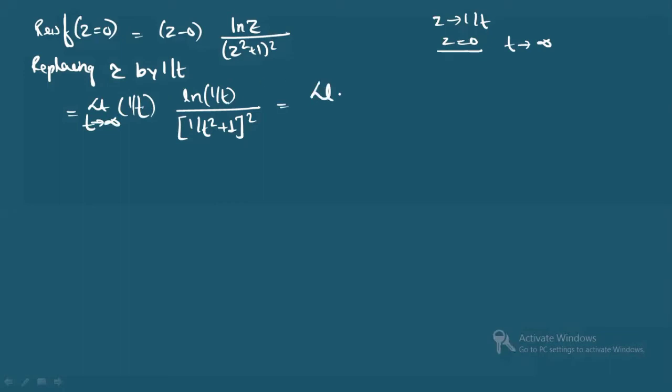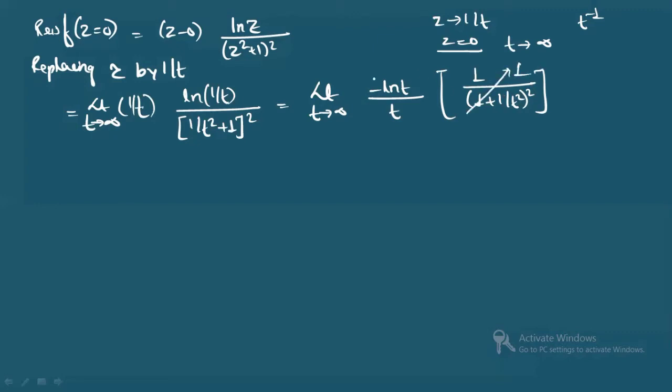So further you can write it as limit t tends to infinity. This can be written as what? 1 by t is t to the power minus 1. That is minus ln t, right? Divided by t. And here you can write 1 by (1 plus 1 by t square) whole square. Clear? Now you can see when you will put t tends to infinity, then this will be 1 by infinity, 0, and this term will reduce to 1. You will have only this term, right?